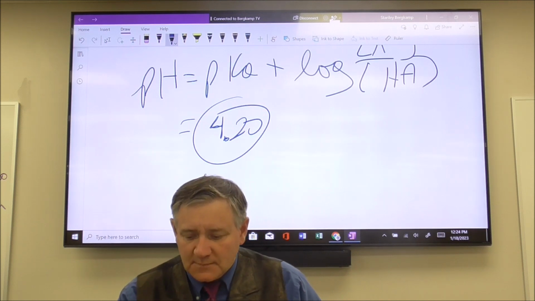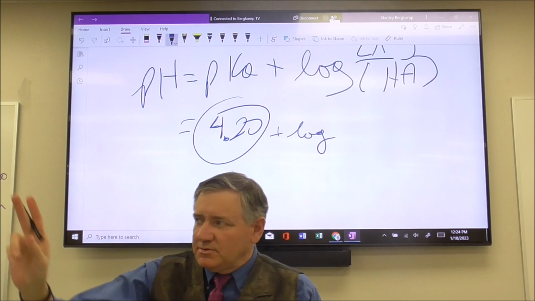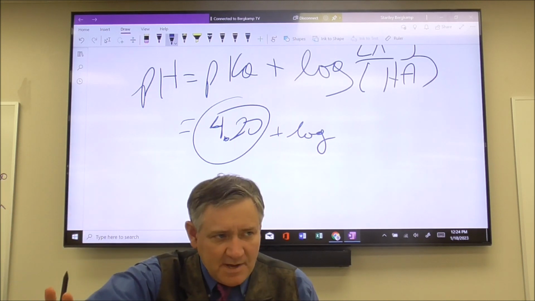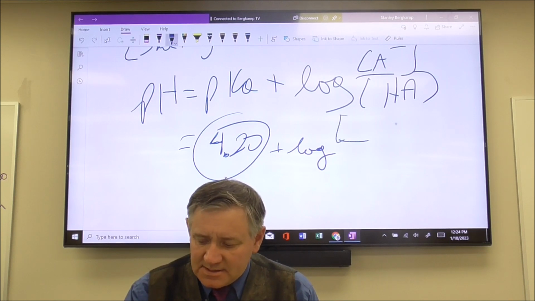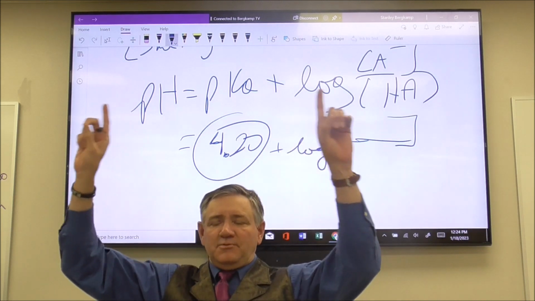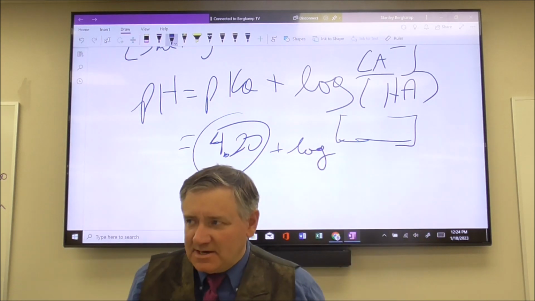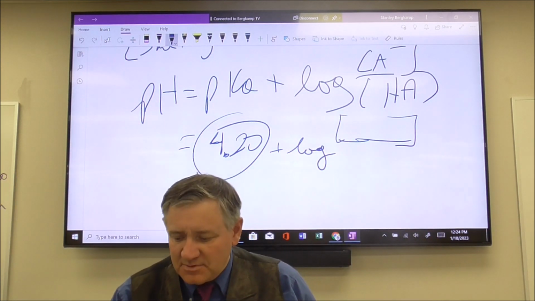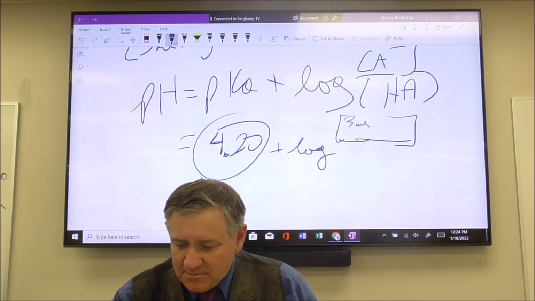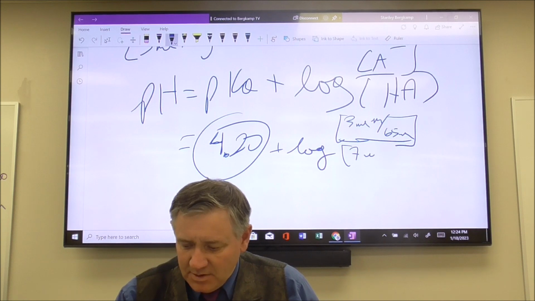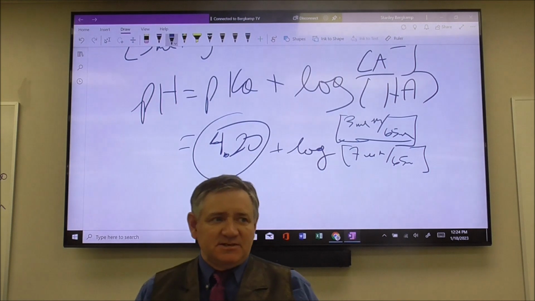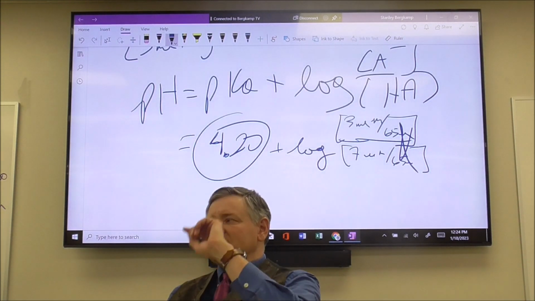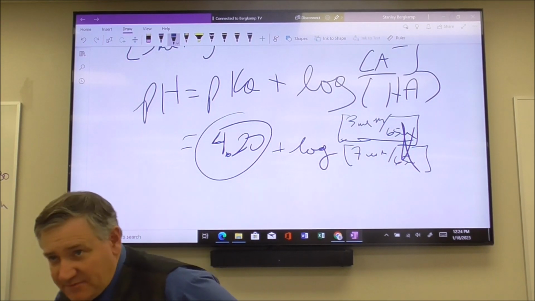Now, plus the log. Now, we're going to venture into a little bit of mathematical analysis. Technically, these are brackets. Technically, I need a concentration in molarity. But here's where the magic happens. That's 3 millimoles divided by the total volume, 65 milliliters. That's 7 millimoles divided by the total volume, 65 milliliters. Again, what's going to happen to the 65 milliliters? It cancels out. So basically, you can take the ratio, you can take the log of 3 divided by 7.